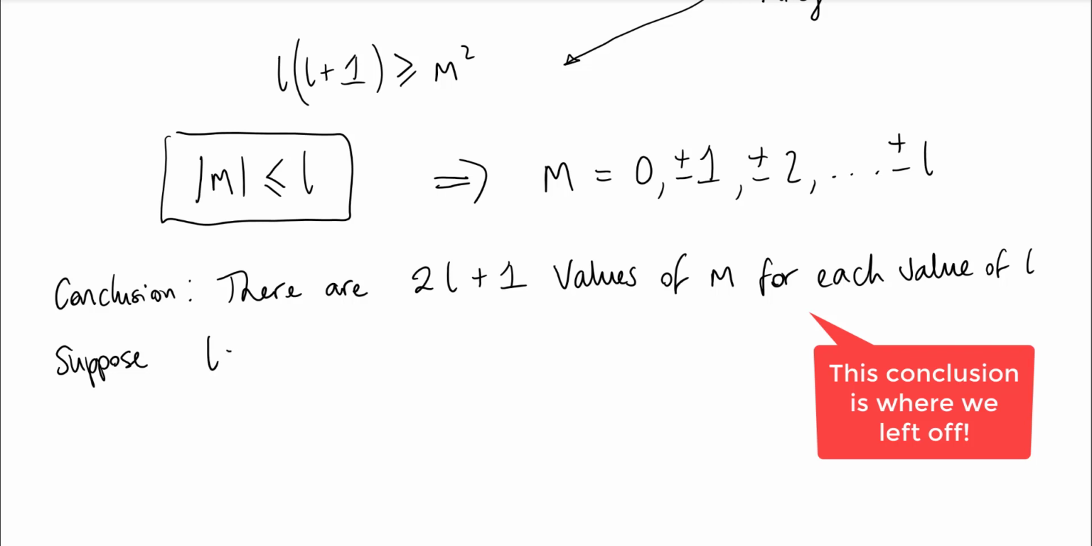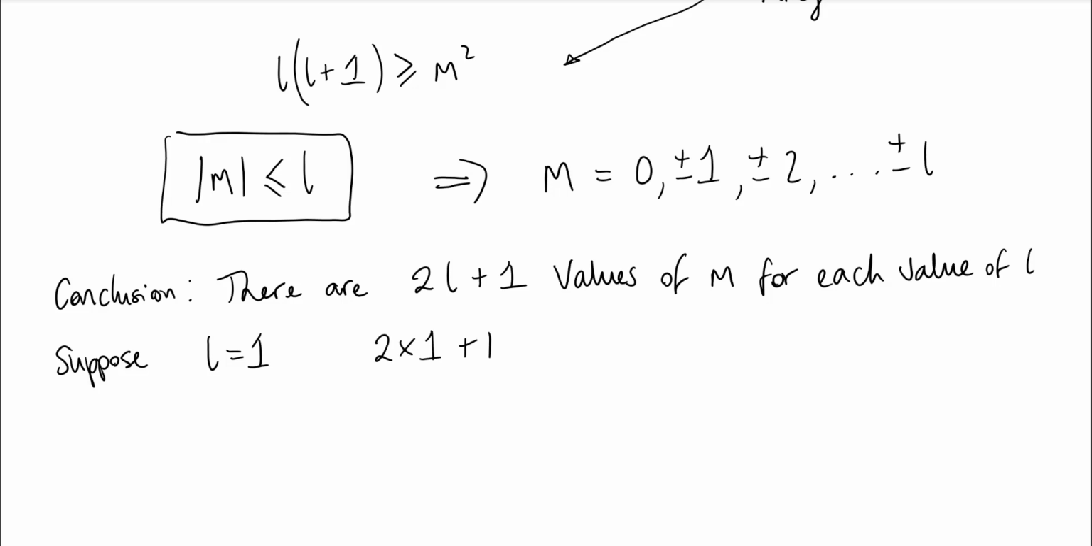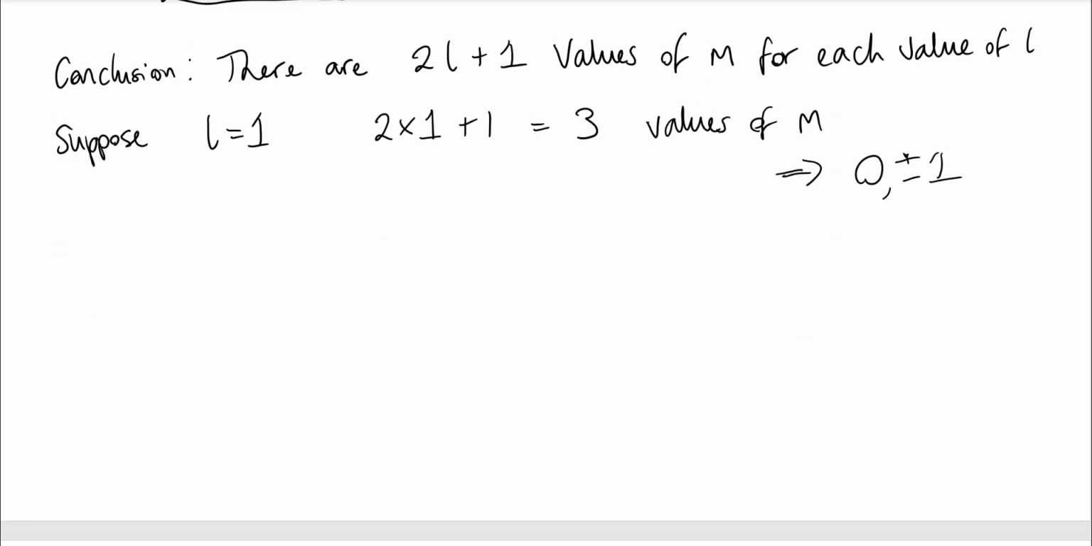That L was equal to 1. So 2 times 1 plus 1 is equal to 3. So there are 3 values of m. And we know, of course, that those values are going to be 0 and plus and minus 1. Those are the values of m that we care about.